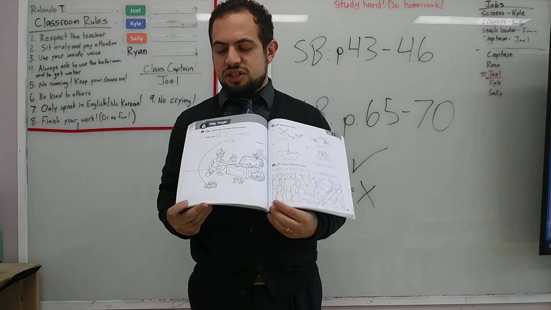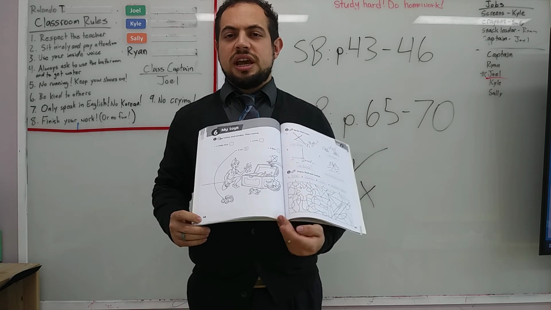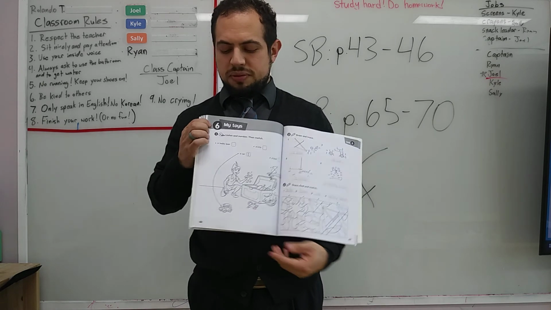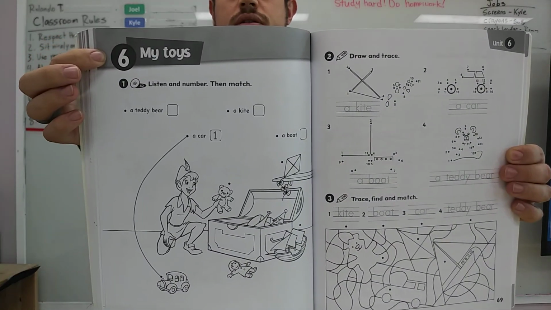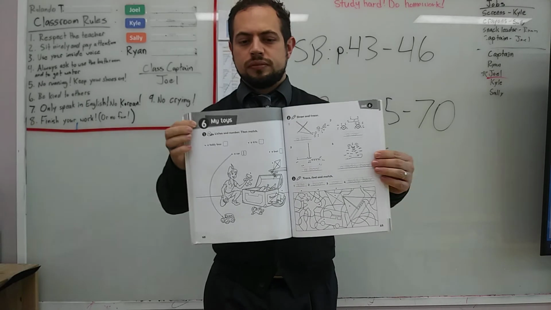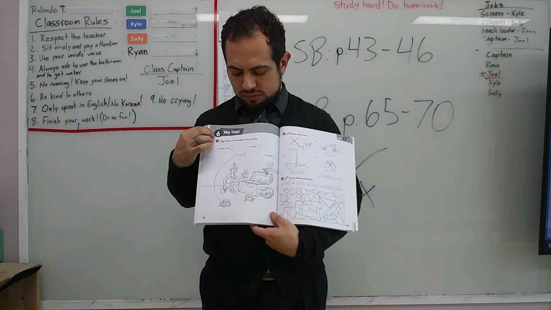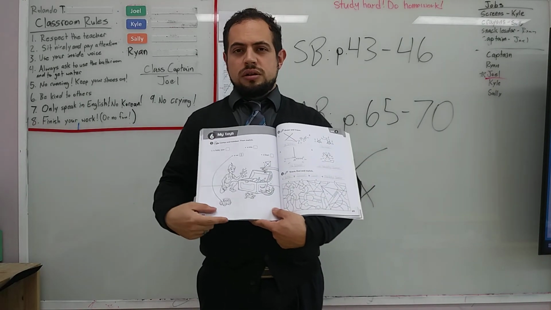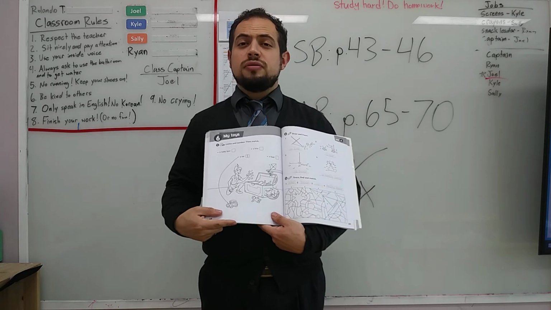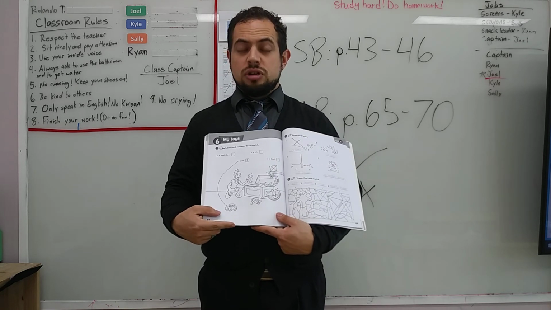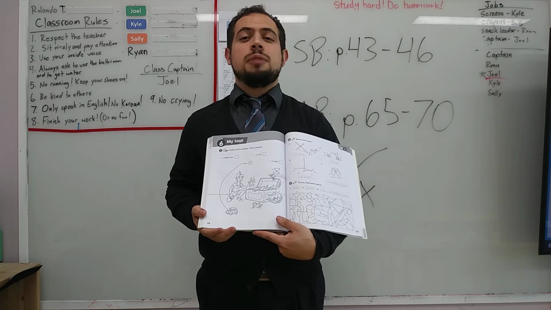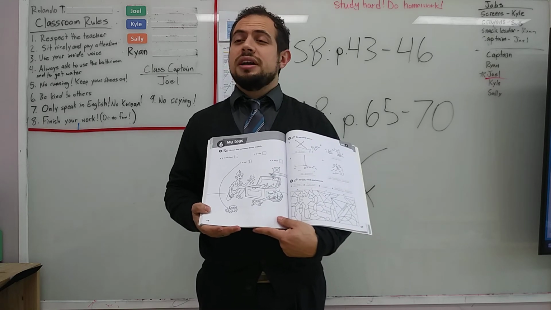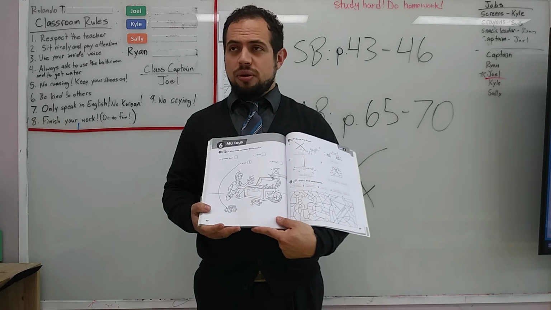We're now on page 68, which is the beginning of Unit 6, My Toys. We just did the preview to this chapter, so don't worry if the words seem a little strange. We'll cover the chapter in more depth in the next class. But let's try to do these pages together.